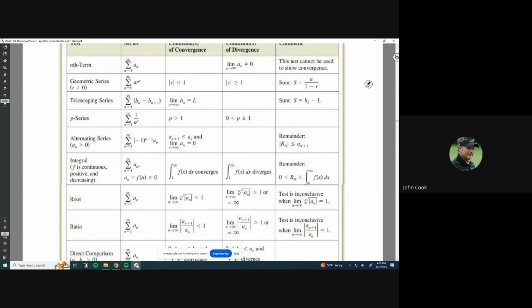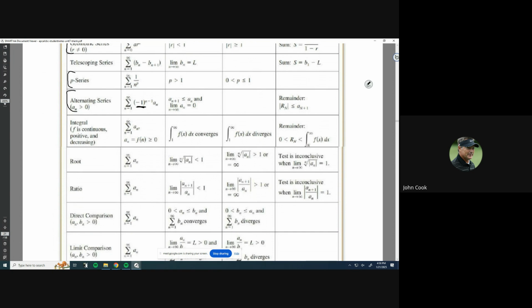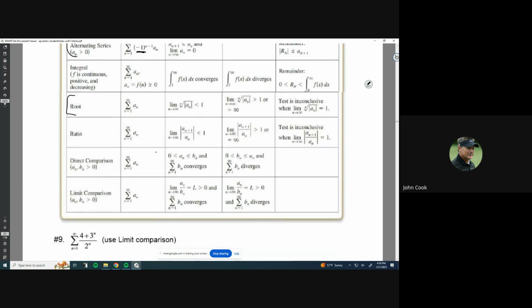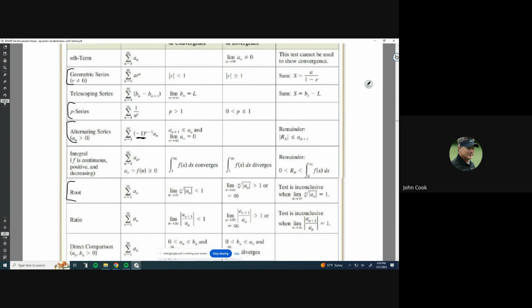Then I look for the ones that have really obvious characteristics, like a geometric series, a P series, an alternating series because I'll have that (-1)^n, the ratio test, or the root test because it'll have a power of n on it. Then I go to some of the other ones. That's my first round, the nth term test. My second round is going through the ones that have distinct characteristics.